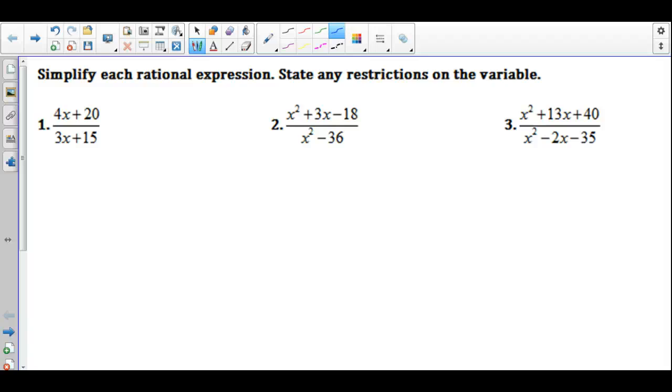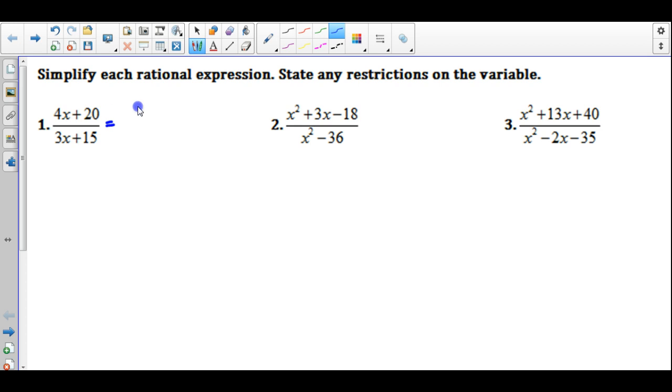Hello, we are going to simplify, solve, add, and subtract rational equations. So I'm just going to get started with these, which is simplify each one of these rational expressions, and then we're going to state restrictions on a variable. So the first thing that I'm going to want to do in each of these is factor.